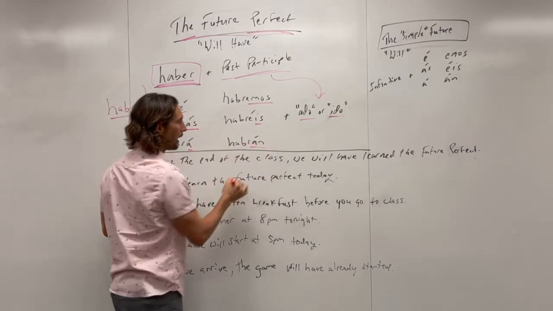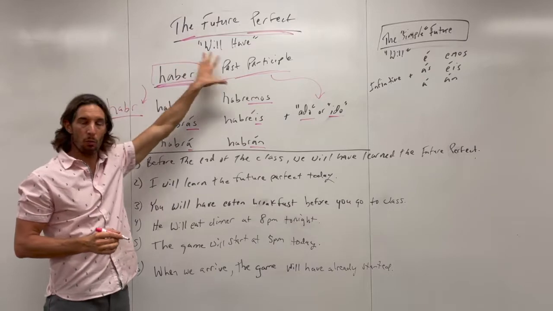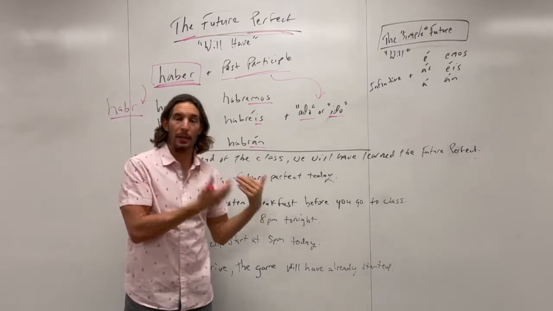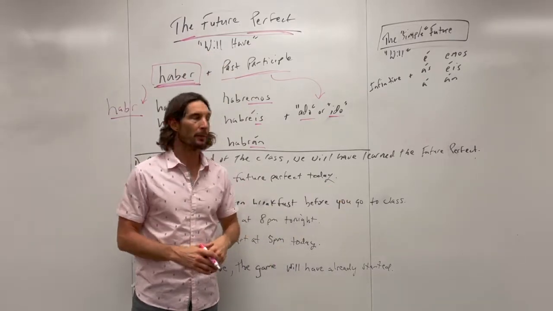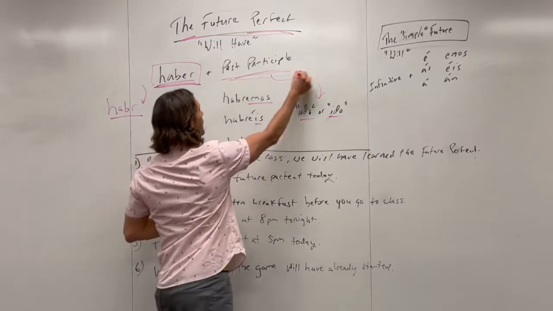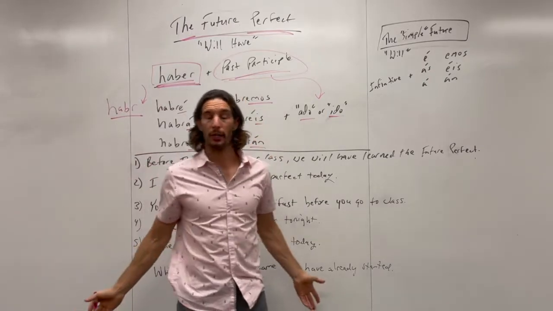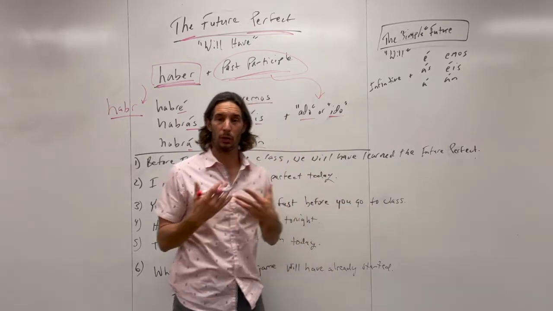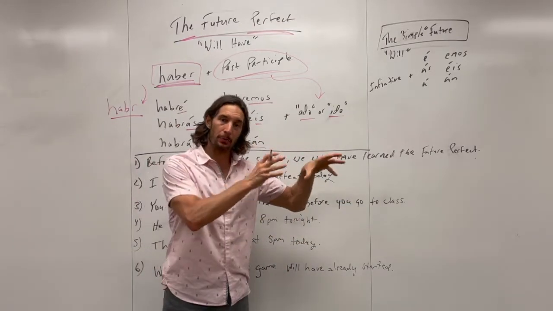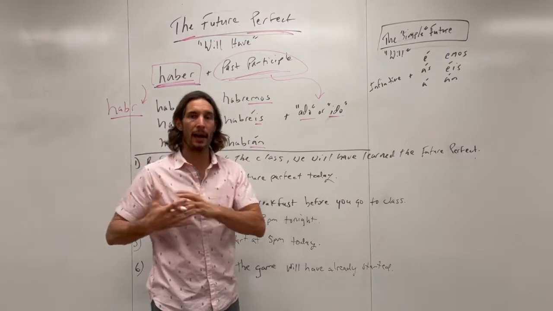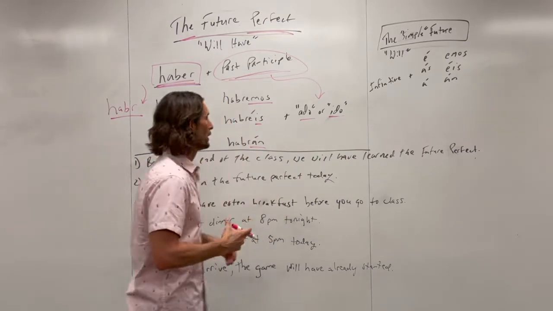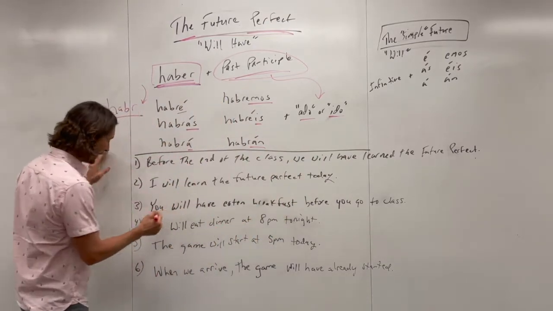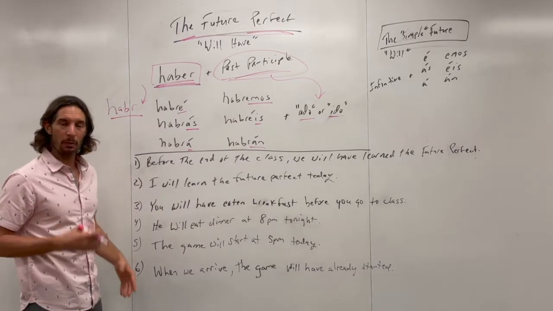That's what's going to give you that "will have," and then of course whatever the past participle is will determine what's going to be on this end, like "I will have studied" or "I will have eaten." That's what the past participle will do, and then of course, like I said, the "will have" is your future perfect. As you can see here, I have some examples, and we're going to look at those.